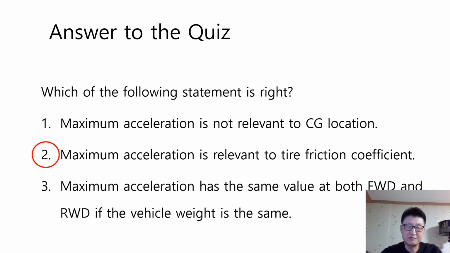Did you hit the answer to the quiz? The answer is number 2. Maximum acceleration is relevant to tire friction coefficient.